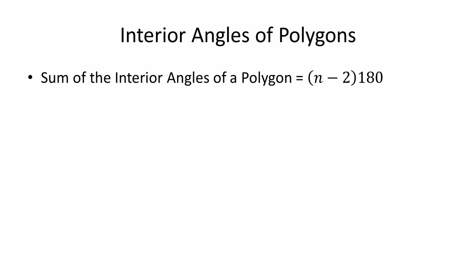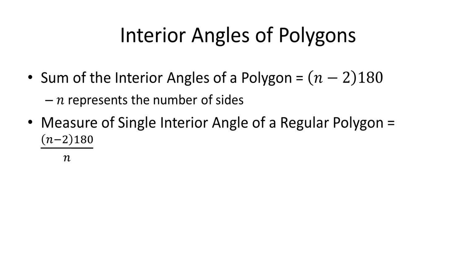The sum of the interior angles of a polygon is equal to (n minus 2) times 180, and n represents the number of sides. The measure of a single interior angle of a regular polygon is equal to (n minus 2) times 180 over n, and again n represents the number of sides.